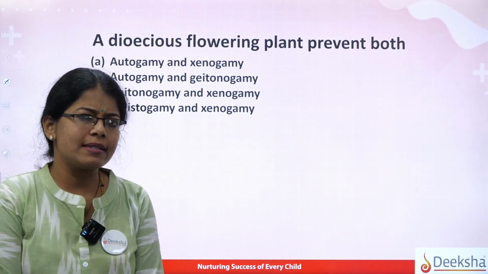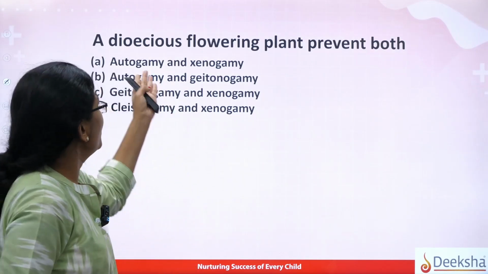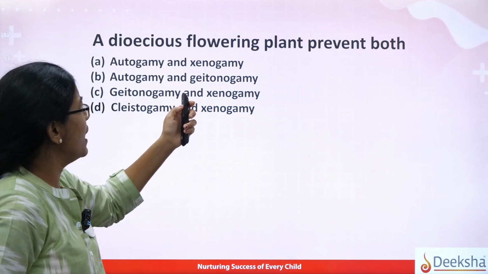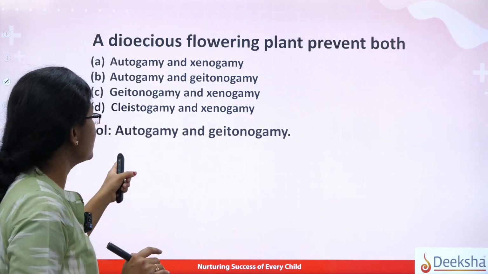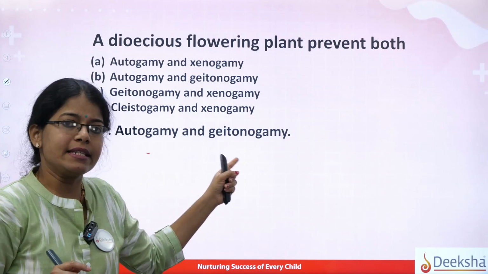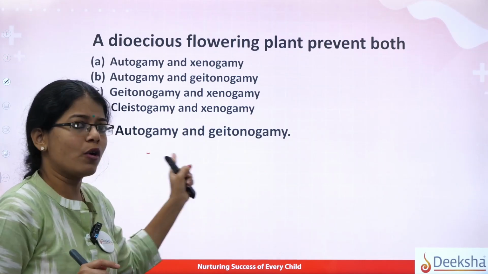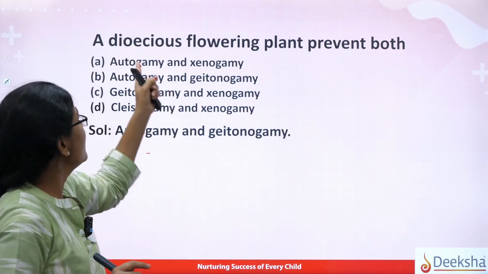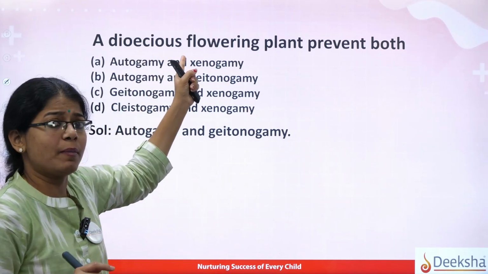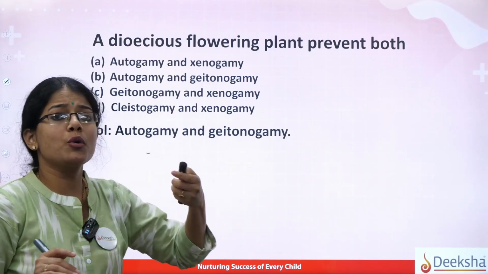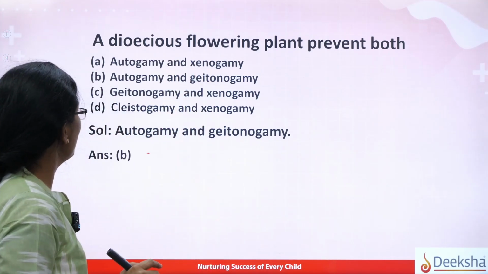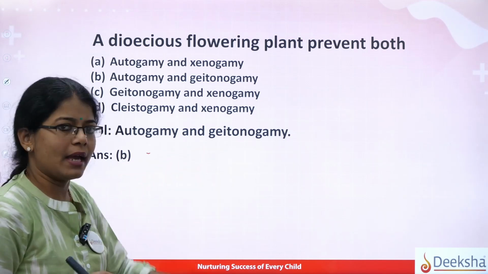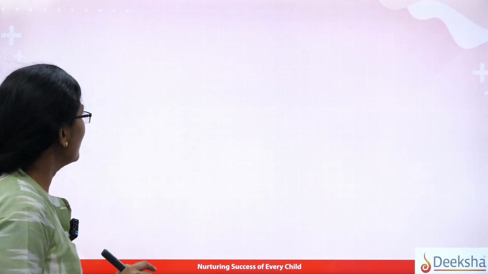Can you think of the answer here? I am telling what would be happening in the case of dioecious plant. I mean here they are asking which will not happen. Yes, that is what? Autogamy and geitonogamy, because these are the types of the self-pollination, and this is the one where the sexes are separate. That definitely they will be showing the cross-pollination only. Okay, so here the answer would be option B, autogamy and geitonogamy.